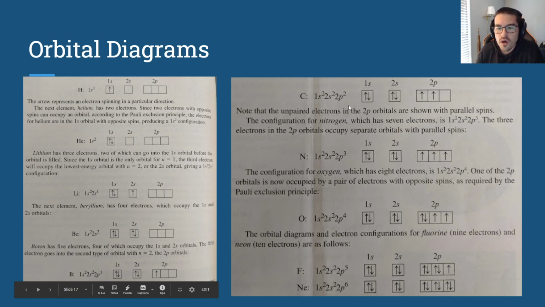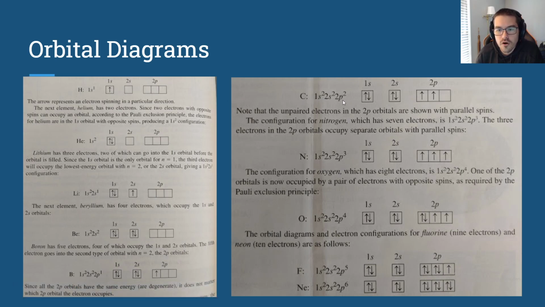Now, let's move on to carbon. Carbon is atomic number 6, 6 electrons. Our 1s and 2s orbitals look the same as they did before. We're going to have that 1 electron in the 2p orbital in the first box. Now the question is, where does that second electron in the 2p orbital go? You sort of have two real options: you could put it in the second box, or you could put it in the first box with an opposite spin.